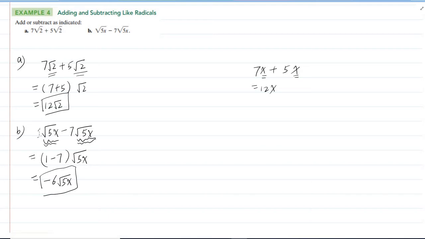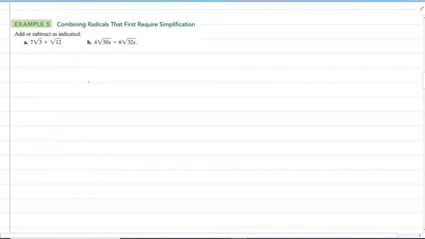Okay, let's go ahead and work on the next example. Example 5, combining radicals that first requires a simplification. Part A: 7 square root of 3 plus square root of 12. So we're going to work on 7 square root of 3. We cannot do anything here. We're going to leave it alone.